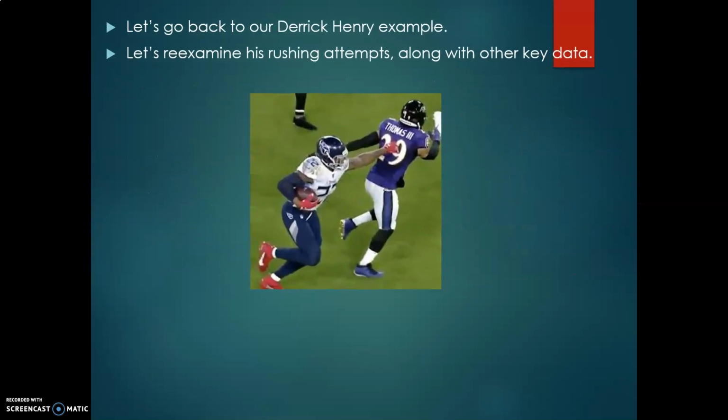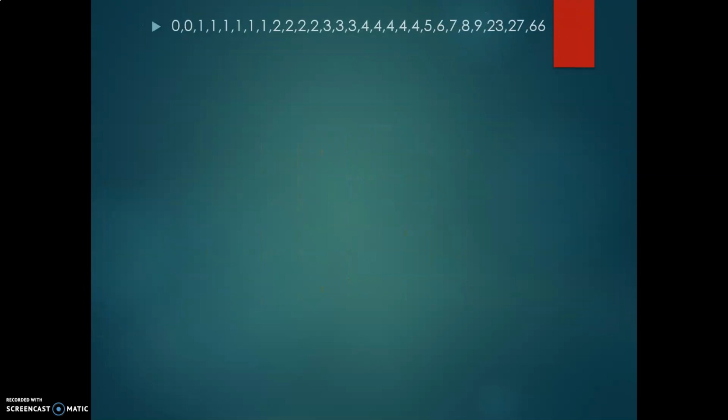Okay, so if we go back to that Derrick Henry example, and we re-examine his rushing attempts, let's look at that key data. Okay, so here we are again. We already looked at this. Our minimum was 0. Our maximum was 66. We figured out our 3 quartiles, Q1, Q2, and Q3 were 1, 3, and 5.5.